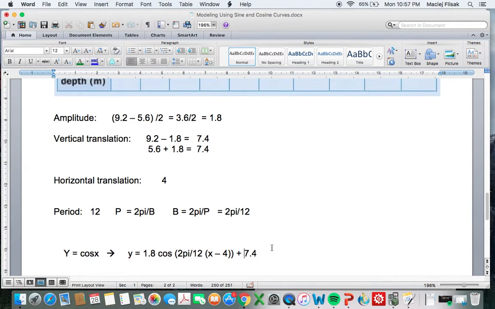Okay, make sure that model makes sense. Think about all the steps. This is kind of the goal for today. This is what you need to know how to do. So there's our model.